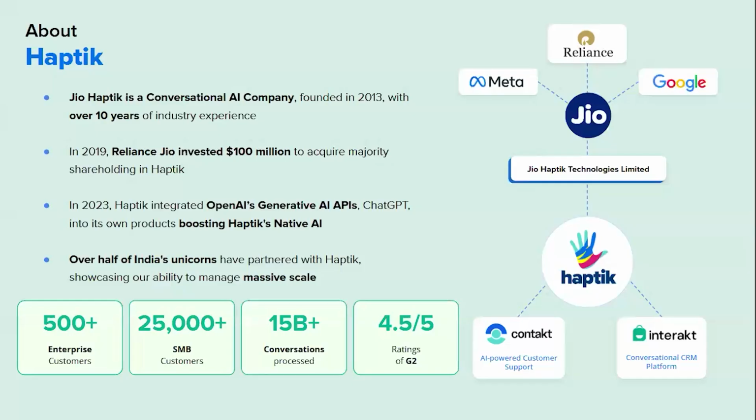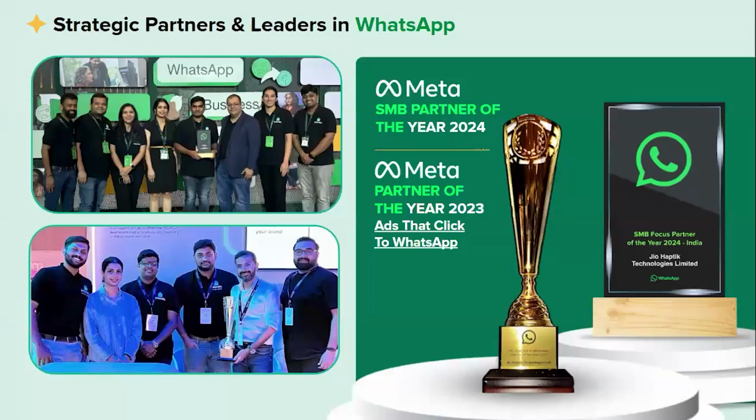For those who are new to Interact, let me give you a quick introduction. Interact is a conversational automation platform built to help businesses connect with customers via channels like WhatsApp and Instagram. Interact was founded in 2021, and we are proud to be named SMB Partner of the Year 2024 by WhatsApp, and in 2023 for our exceptional efforts in promoting and helping customers adopt click to WhatsApp ads. We are a strategic partner and a leader in WhatsApp.